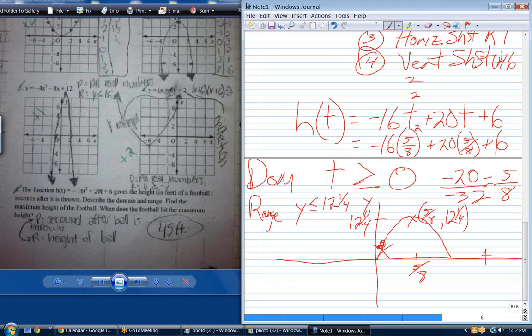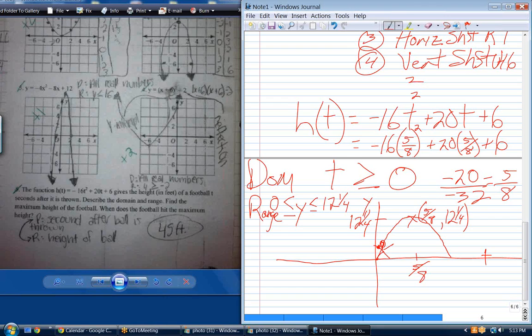He throws it up. It hits 12¼ feet high and then comes back and hits the ground. So y is less than 12¼ but it's also greater than or equal to 0. It can't be negative. There's no way the football buries itself in the ground. Not unless he's really a strong thrower and he throws it really high in the air. And it comes back and plugs. But I was joking.